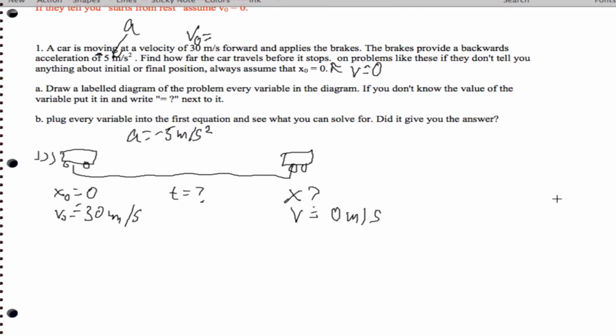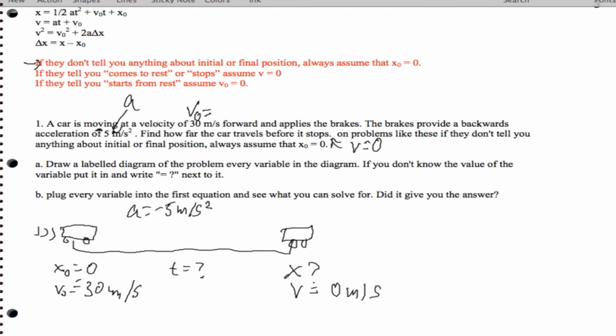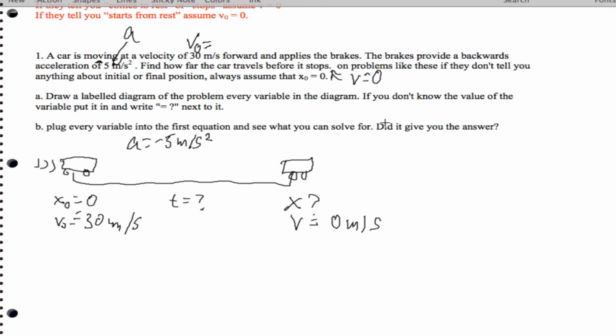Now this seems like we don't have enough information to solve, but we're not the people that judge that. It's the formulas that judge that for us. So we want to actually find out how far the car travels before it stops, so let's go ahead and do that. Let me try the first formula.